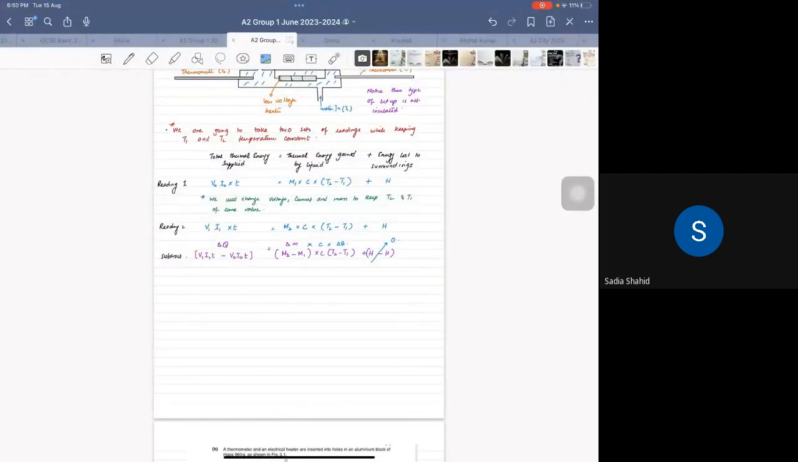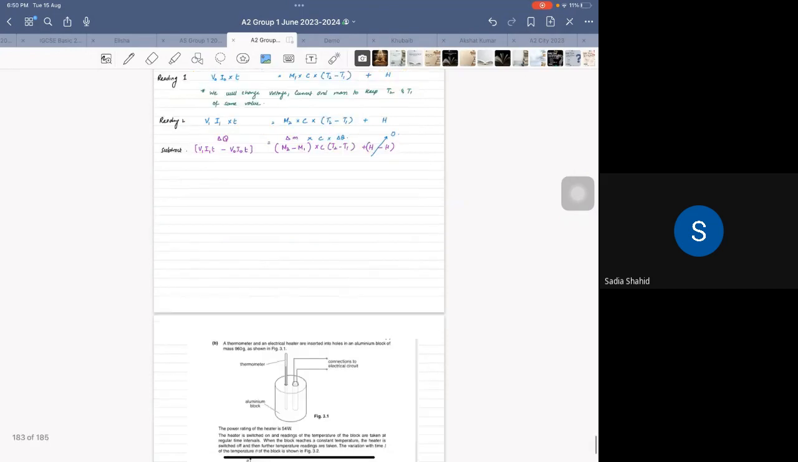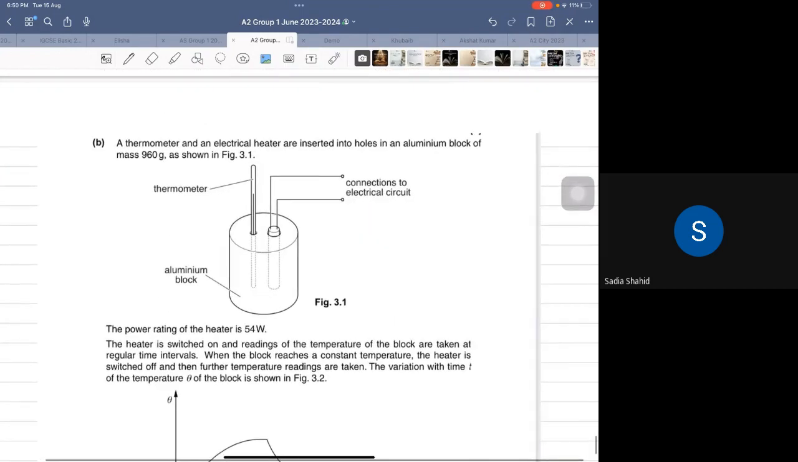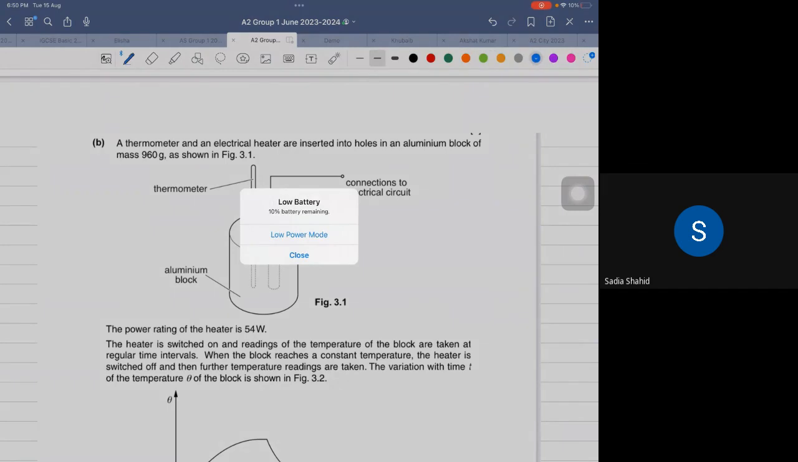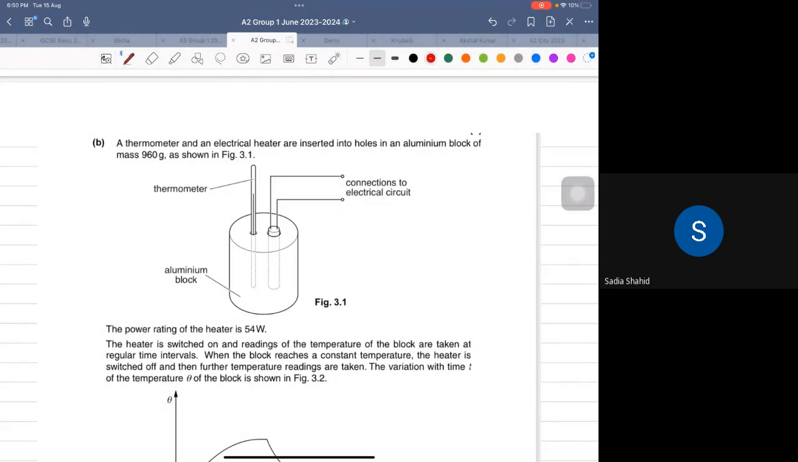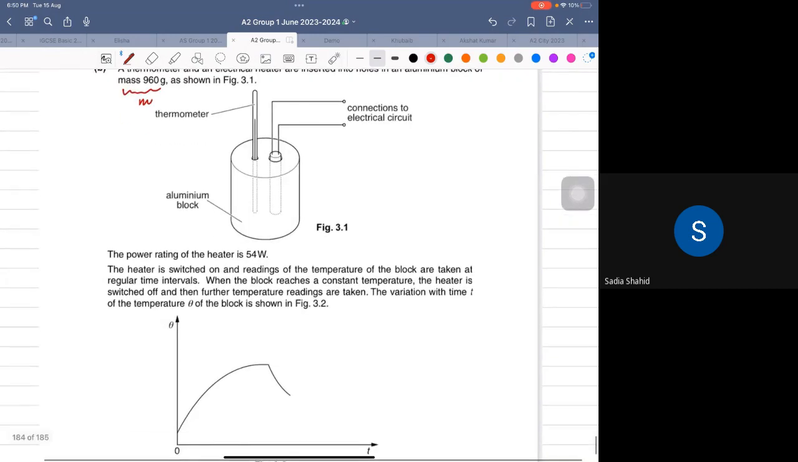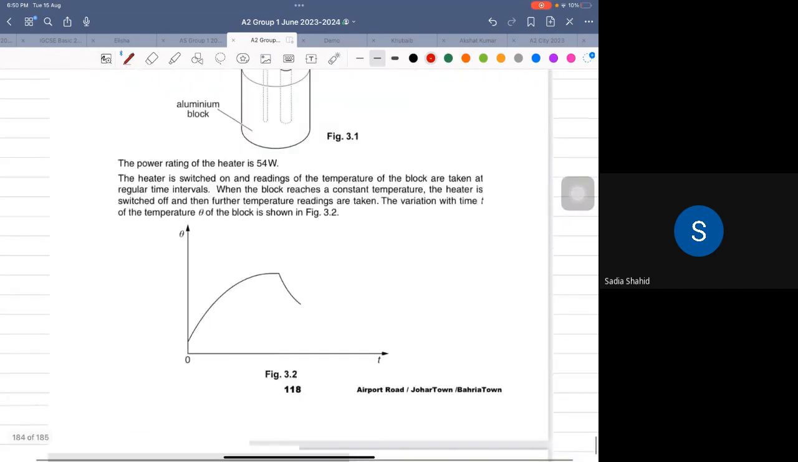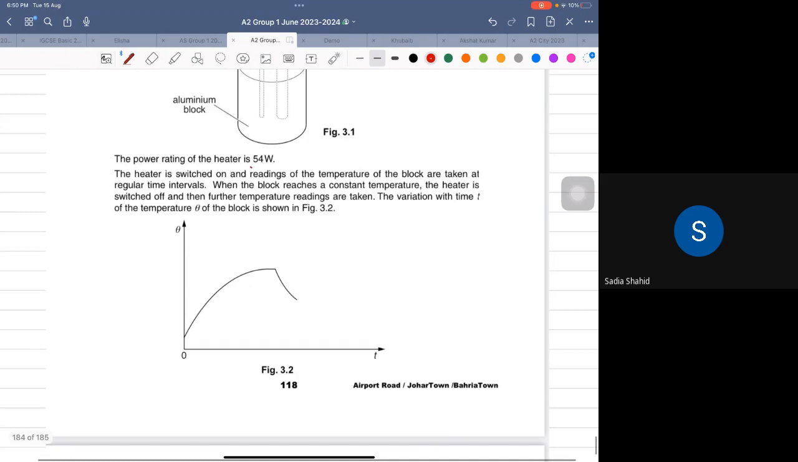In the very first question, as you can see here, it says a thermometer and electrical heater are inserted into holes in an aluminum block of mass 960 kilograms. Like I said, they're going to give you the mass here. Then they say there's a connection to an electrical circuit. There's a heater, and the power of the heater is 54 watt, as you can see.